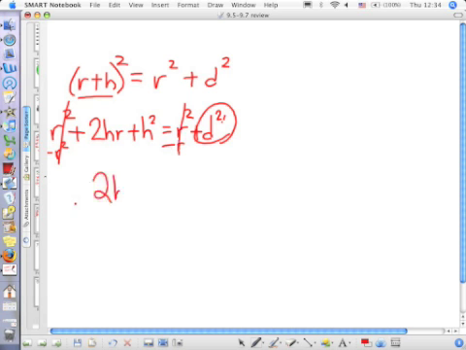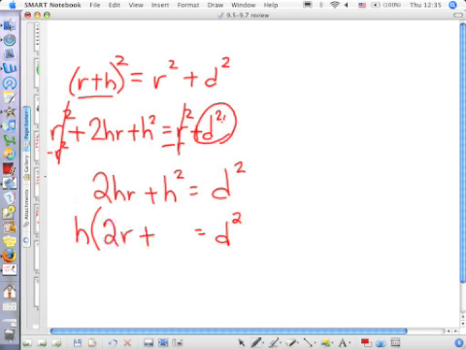So I have 2hr plus h squared equals d squared. But they wanted me to take this down one more step to this. You factor out an h. It's all algebra. And then it said, what theorem are you proving? It's the last theorem that we learned, where a secant segment and a tangent segment are drawn to a circle. It's the outside portion multiplied by the whole thing is equal to the tangent multiplied by itself.